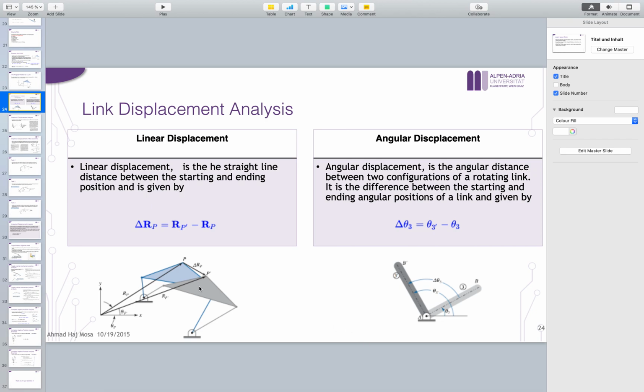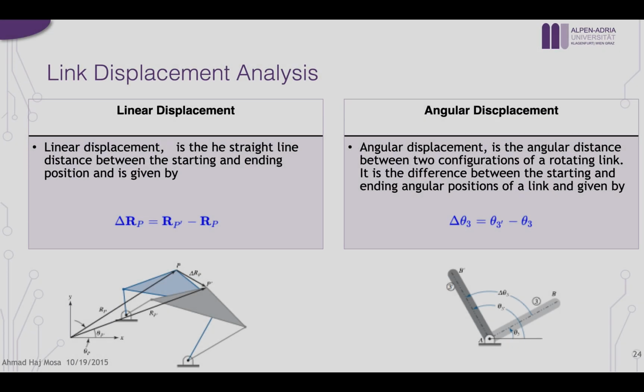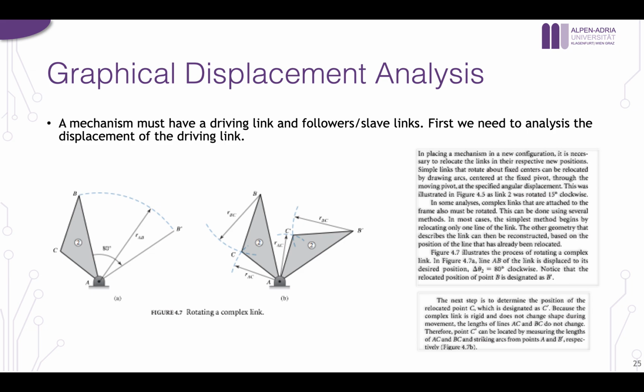Each point at that link would have different linear displacement, but with angular displacement, all points would have the same angular displacement, which would also apply to velocity, for example angular velocity, and to acceleration, like angular acceleration, and so on.